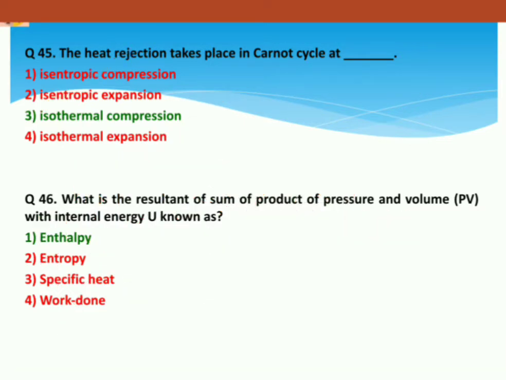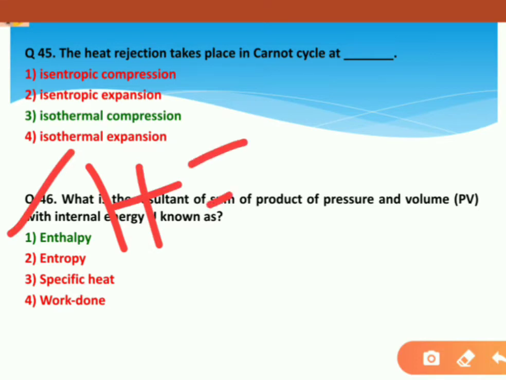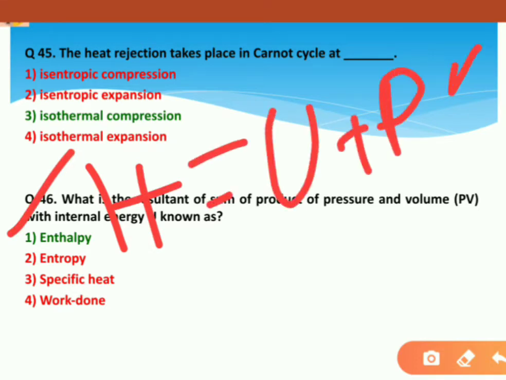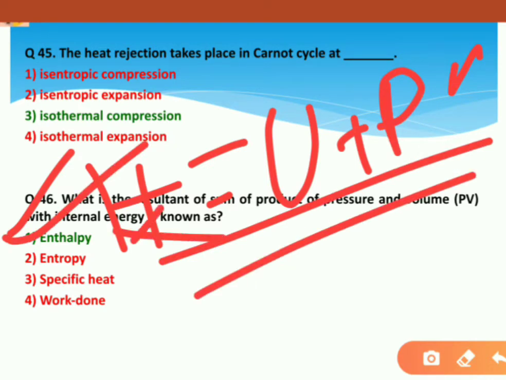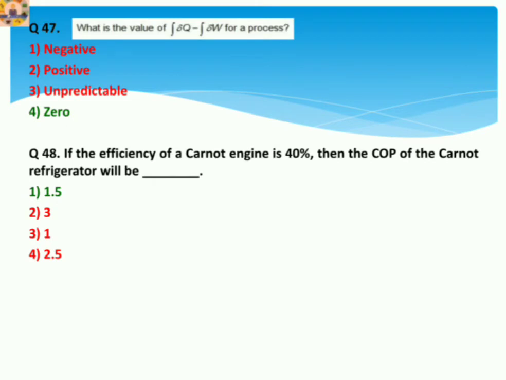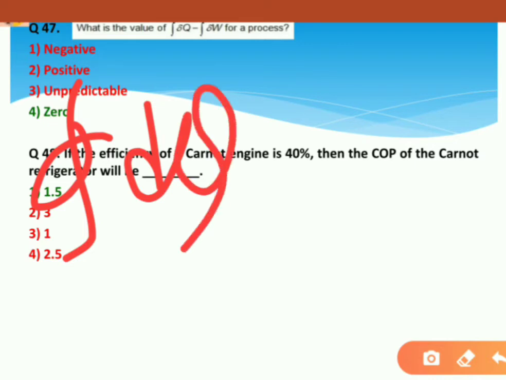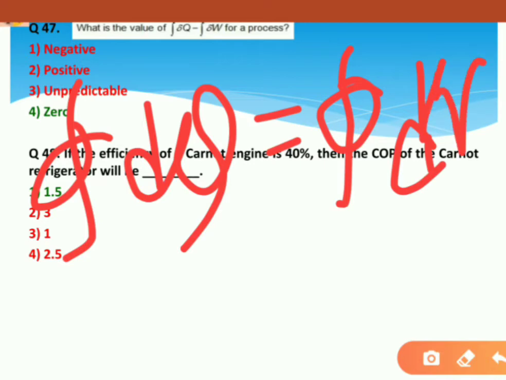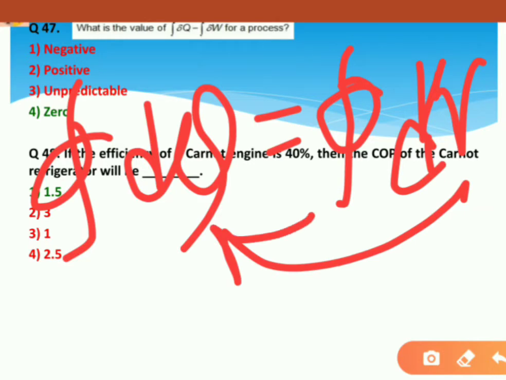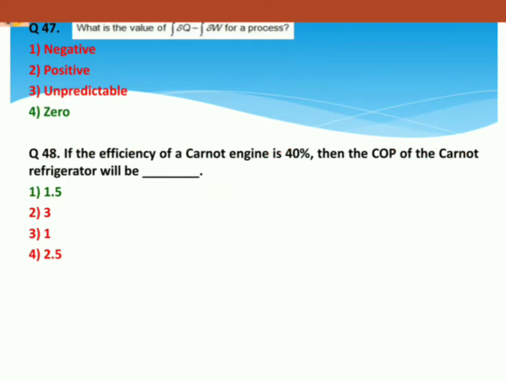What is the resultant of the sum of the product of pressure and volume, PV, with internal energy U? It's very simple, H, enthalpy. Option 1 will be the correct answer. H equals U plus PV. It's a formula actually. Let's proceed to next question 47. What is the value of integration of dq and integration of dw? We know from the first law, integration of dq equals integration of dw. So if we take that term to that side, ultimately the answer will become 0: integration of dq minus dw is equal to 0. So next question 48.